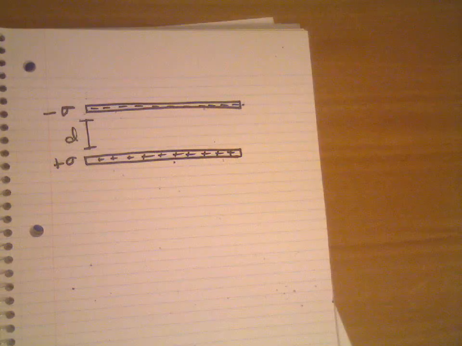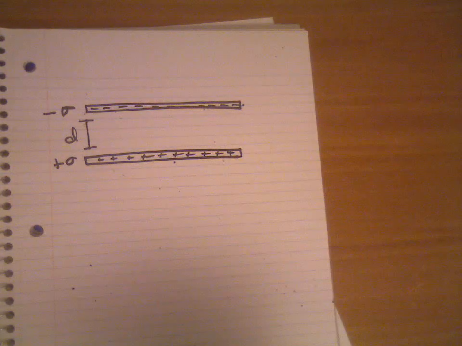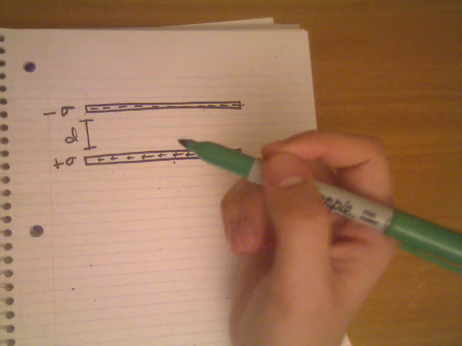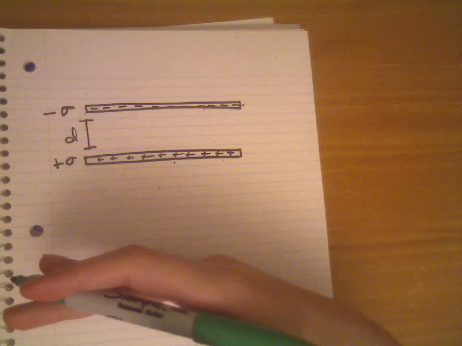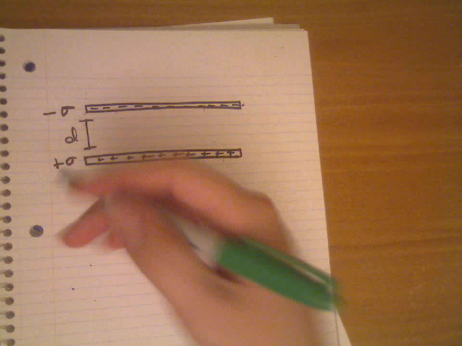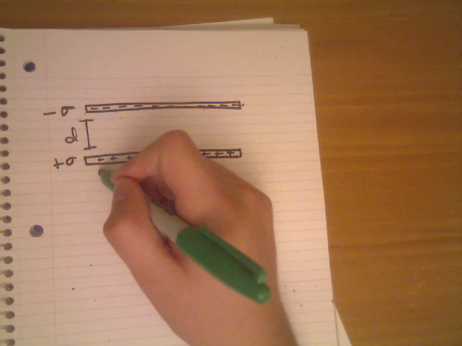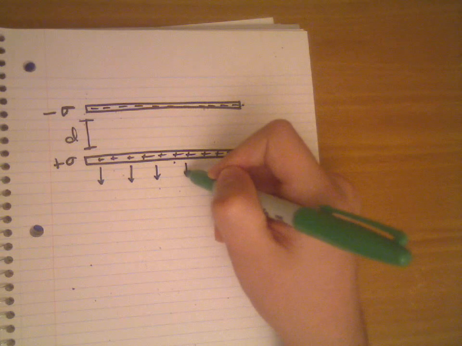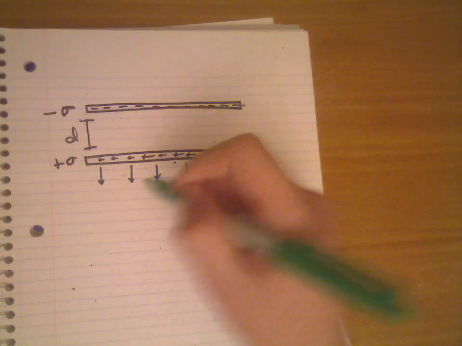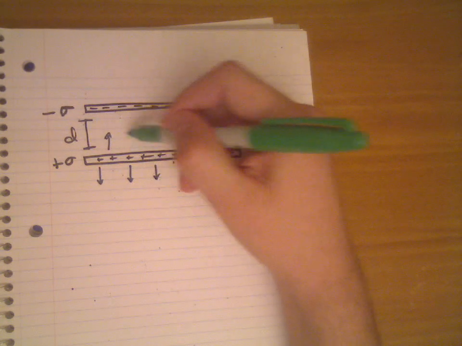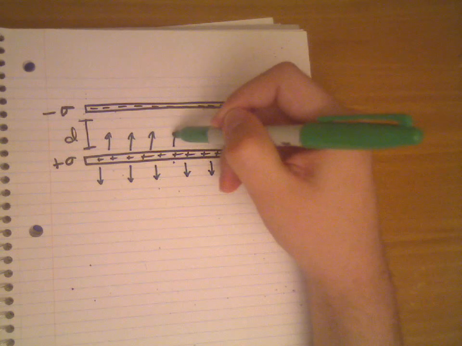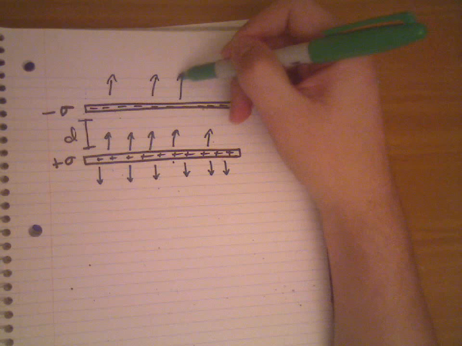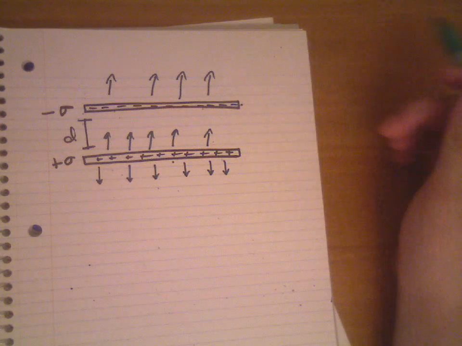Very important. Alright, so we know that if you have a positive charge, your electric fields are directed away from it, perpendicular and away from it. So in this case, we have an electric field going like this, and an electric field going like this. Away from the positive charge.